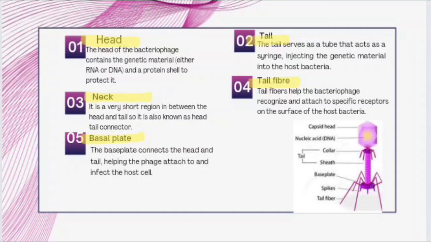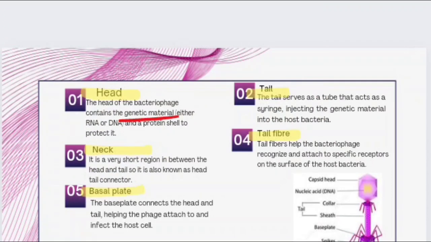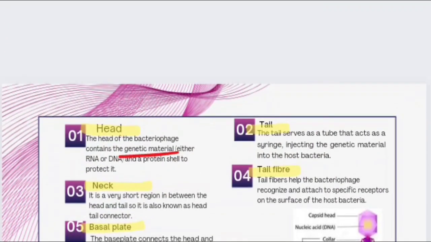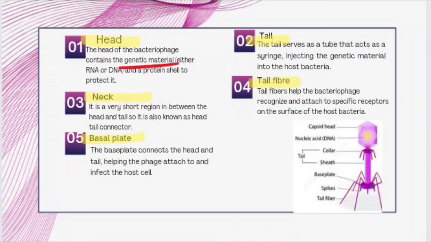First, the head. The head of a bacteriophage contains the genetic material, either RNA or DNA. Then comes the neck region. It is a short region between the head and the tail. See, this is the head and this is the tail, so this is the neck region.